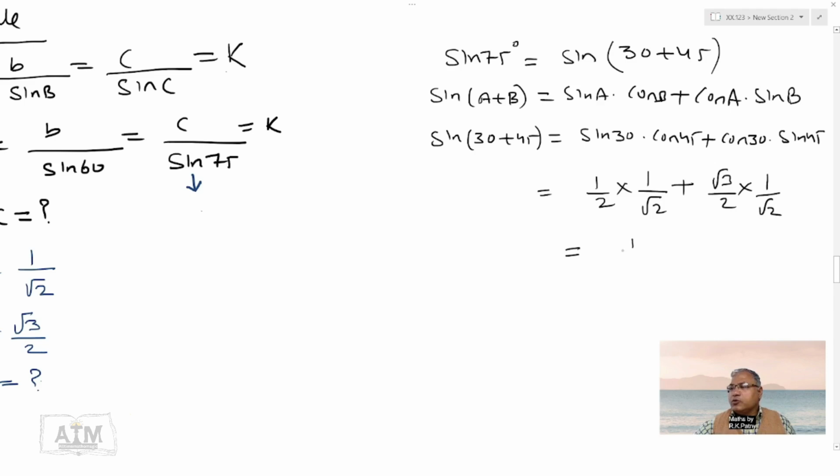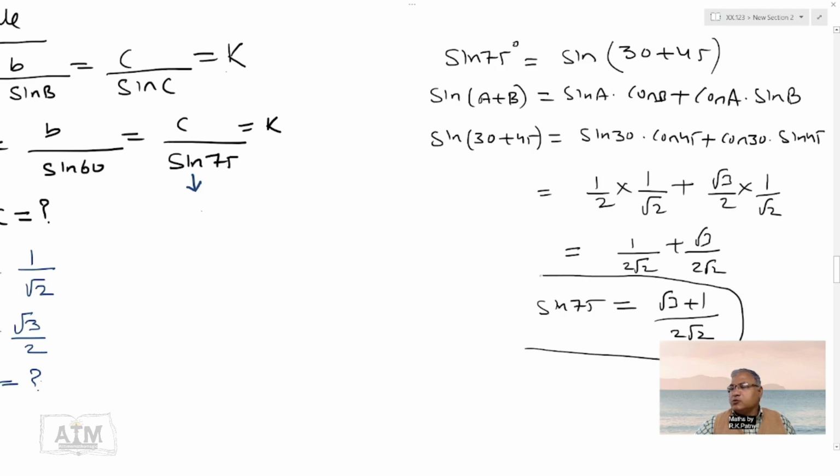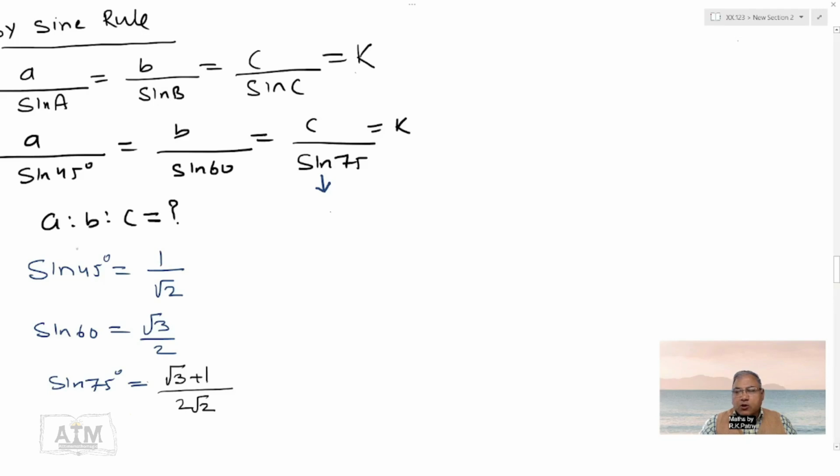So this becomes 1 upon 2 root 2 plus root 3 upon 2 root 2, that equals root 3 plus 1 upon 2 root 2. So sin 75 equals root 3 plus 1 upon 2 root 2. Now we have the values of sin 45 as 1 upon root 2, sin 60 as root 3 upon 2, and sin 75 as root 3 plus 1 upon 2 root 2.